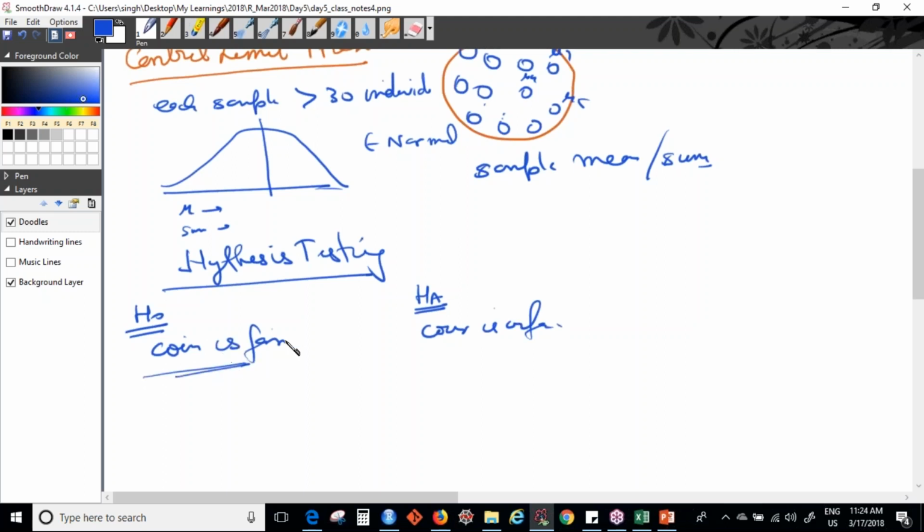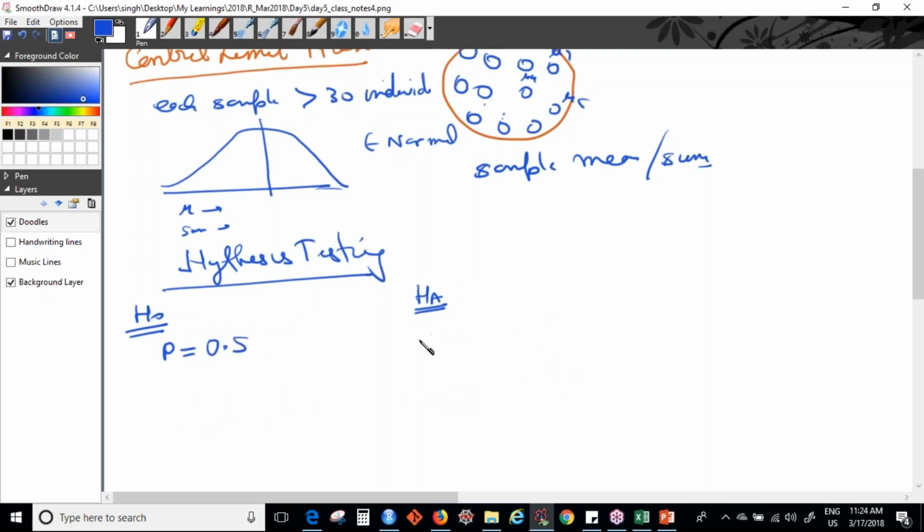Some of you asked me, why did we assume this here? Actually, you can assume the opposite also. You can assume coin is unfair here, and you can assume alternative that the coin is fair. That is also possible, but then the calculation becomes difficult. But you can still do it. Theoretically it is allowed, but practically it becomes a little difficult to compute the p-values if you assume like this. So the calculations become difficult, but you can do it. It is not that you cannot do it. So to make the calculations easy, we assume that the coin is fair as your null hypothesis.